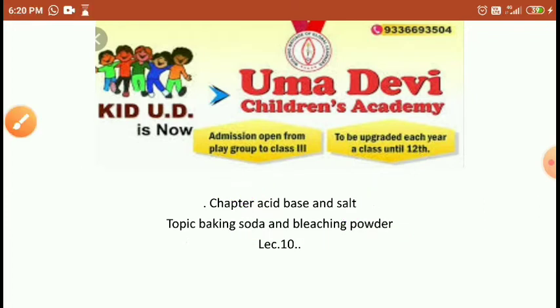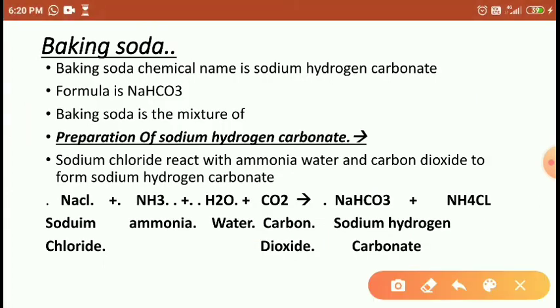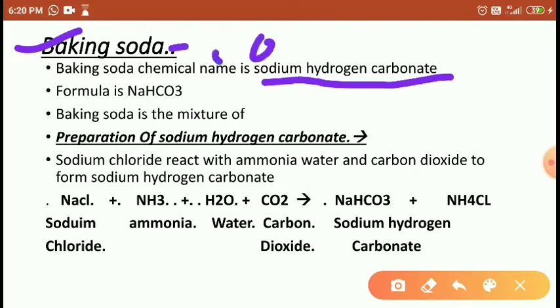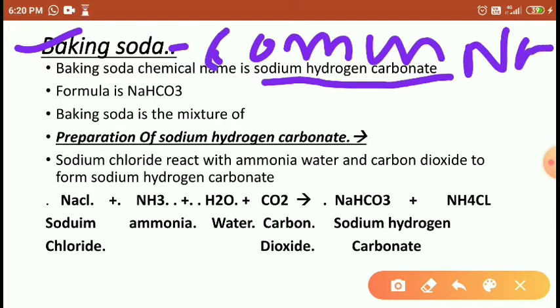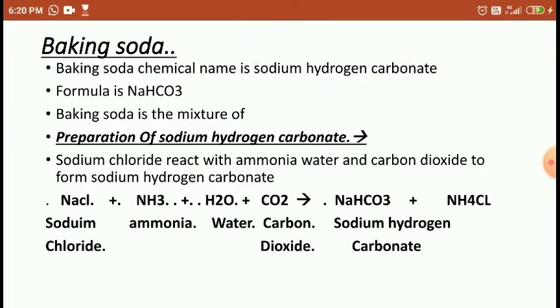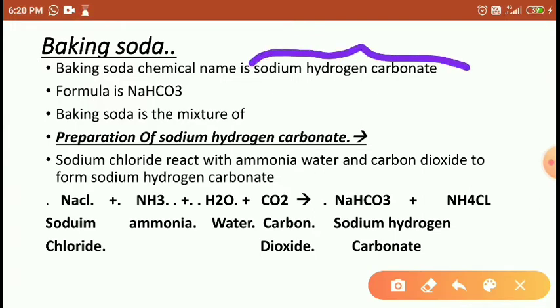So let's move on, students. The first topic is baking soda. The chemical name of baking soda is sodium hydrogen carbonate. Baking soda is the common name. Generally we call it a common name, like the pet names you keep. Similarly, baking soda is the common name, but actually its chemical name is sodium hydrogen carbonate.